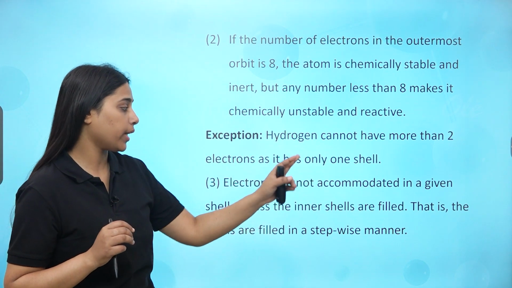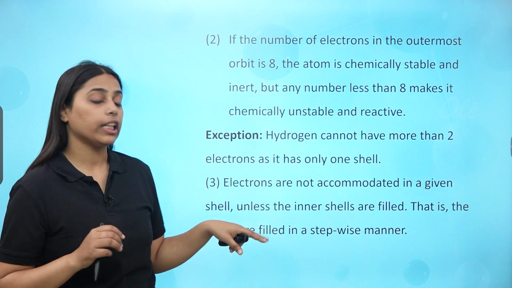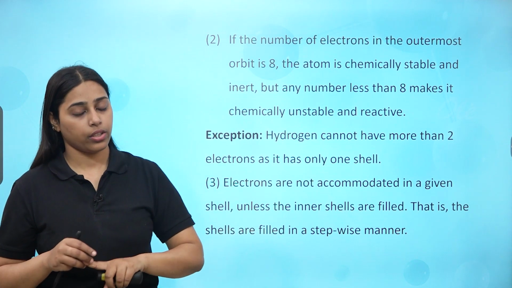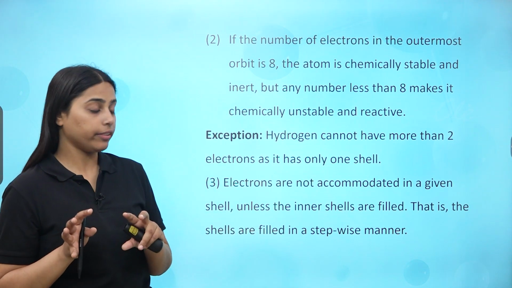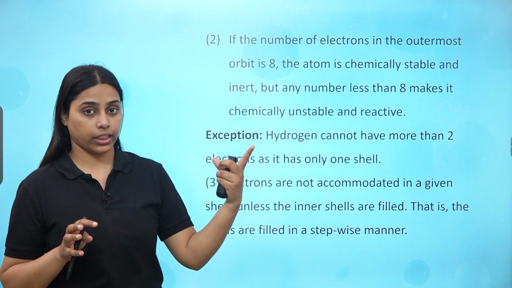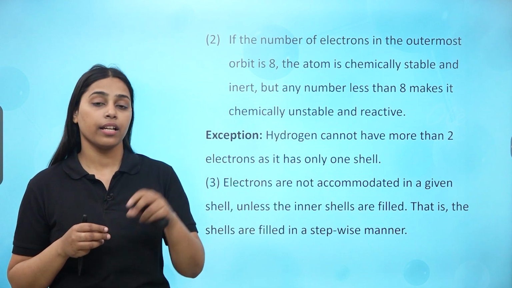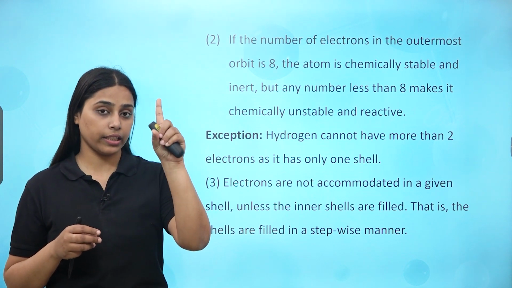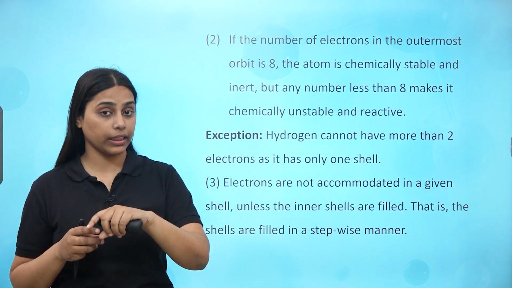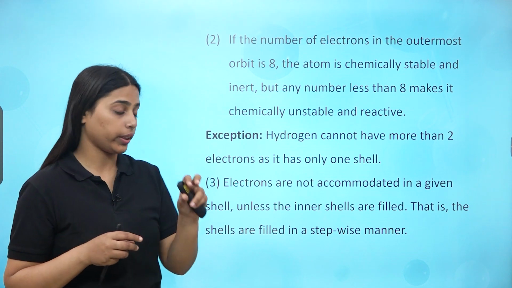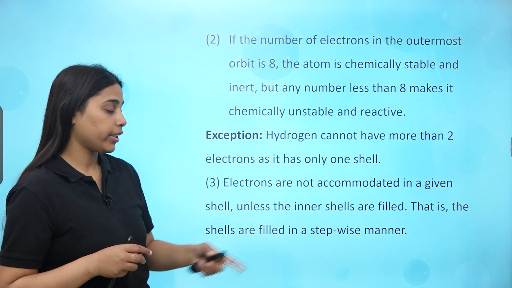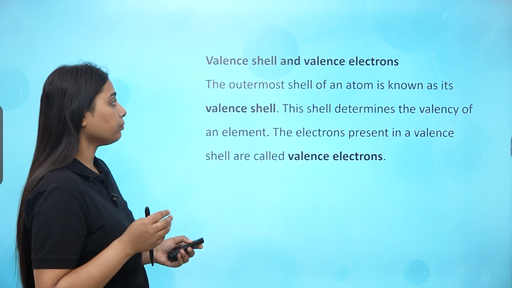Electrons are not accommodated in a given shell unless the inner shells are filled. So unless inner shells are completely filled, you will not fill the next shell. The exception is that from potassium it starts, right? The third shell has a maximum limit of 18, but we do not fill it completely. We fill it till 8 only. That is, the shells are filled in a stepwise manner.